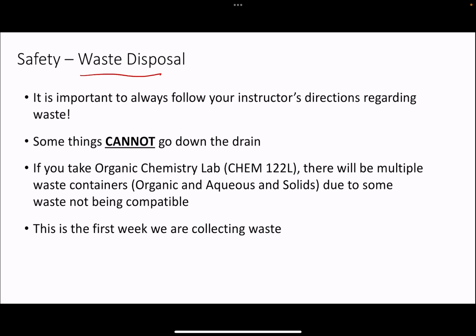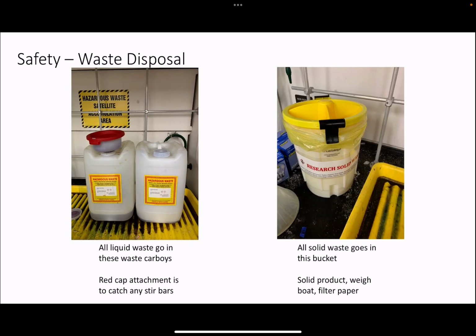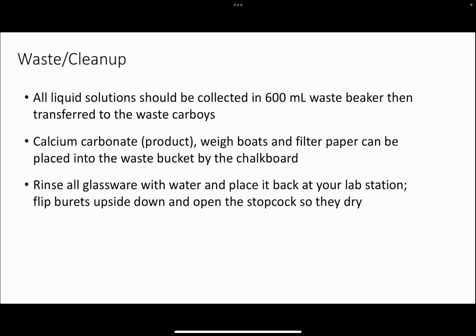Definitely when we get to organic chemistry lab, you'll have a lot of chemicals that have to be properly disposed of, more so than in Gen Chem. But in Gen Chem, especially this week, this is the first time we're actually going to be collecting waste. We have waste carboys in the fume hoods for liquids and then for solids. So this is our solid waste. We'll just pop that open and put solid waste in there, and any liquid can go in these carboys. So let's please keep that in mind.